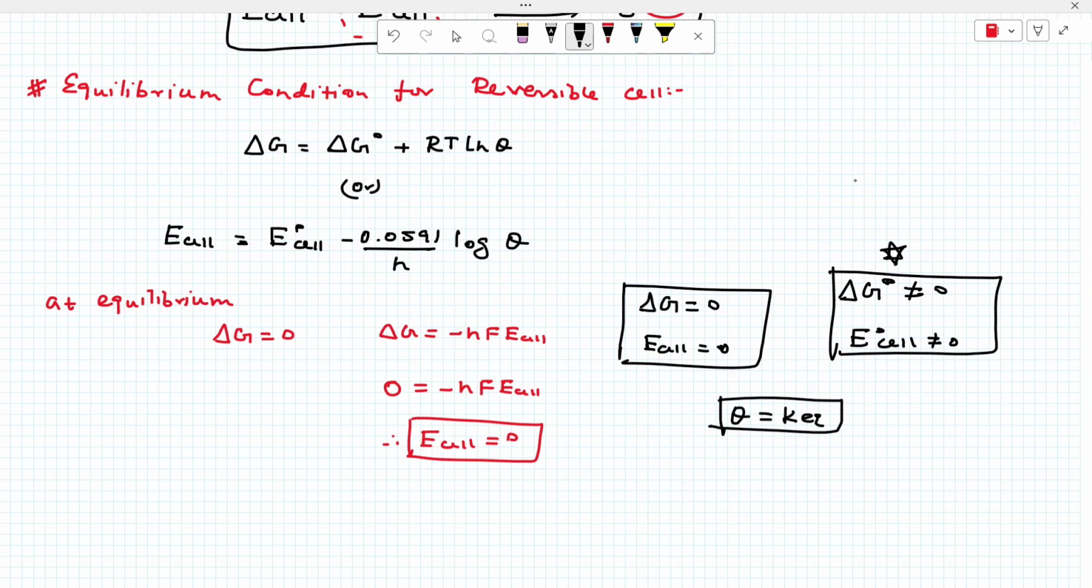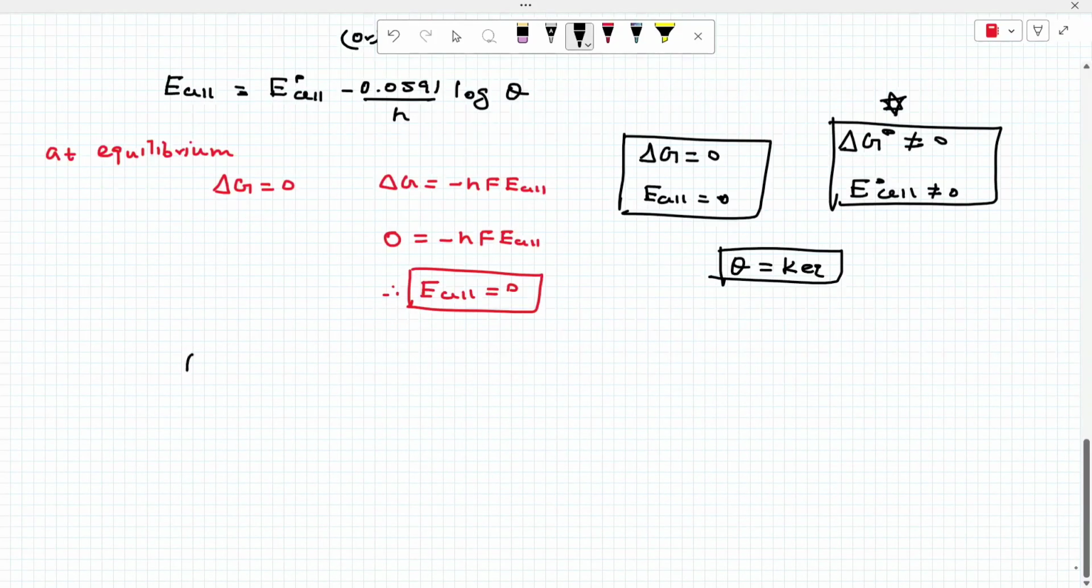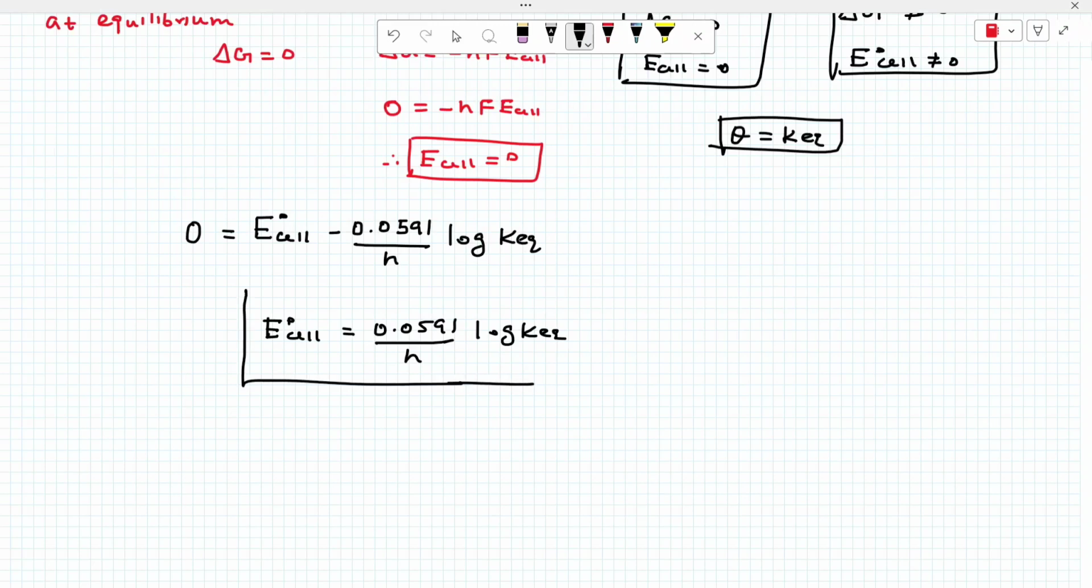Now apply this condition to the next equation. What will come? E cell is 0, so 0 equal to E naught cell minus 0.0591 by n into log K equilibrium. Yes or no? Now what is the formula? Simple formula. Therefore, E naught cell equal to 0.0591 by n into log K equilibrium. Now this is a formula, please note. This is a relation between the equilibrium constant and E naught cell.